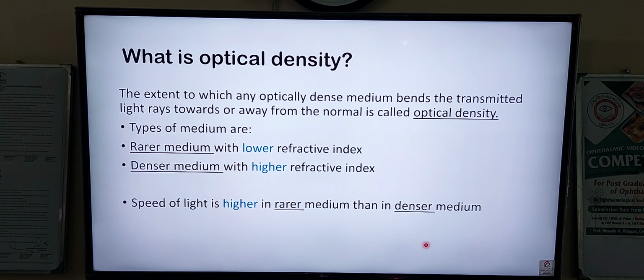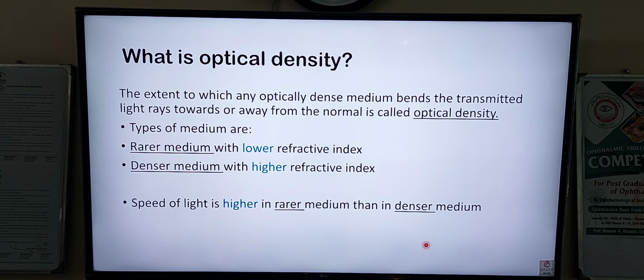तो अभी तक हम डिस्कस कर रहे हैं कि refraction is because of the change in direction from one transparent medium into another transparent medium because of the different optical densities. So what is optical density? The extent to which an optically dense medium bends the transmitted light rays towards or away from the normal is called the optical density. ठीक है, what kind of mediums are there?